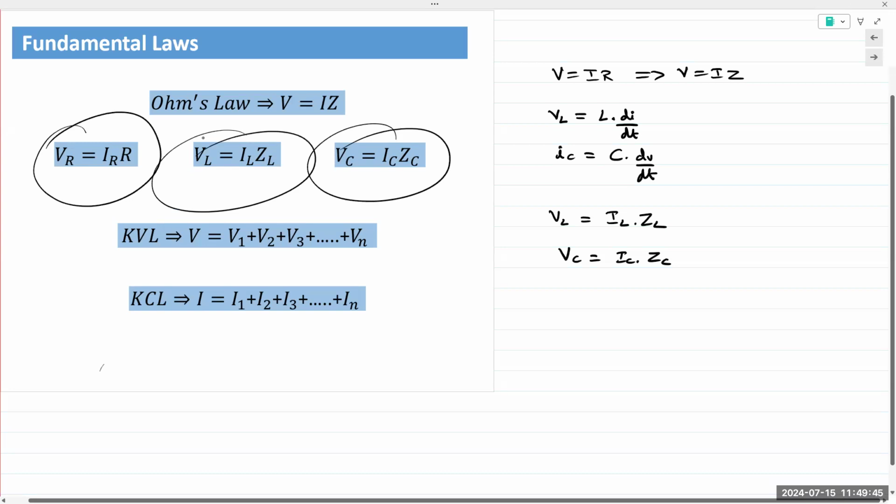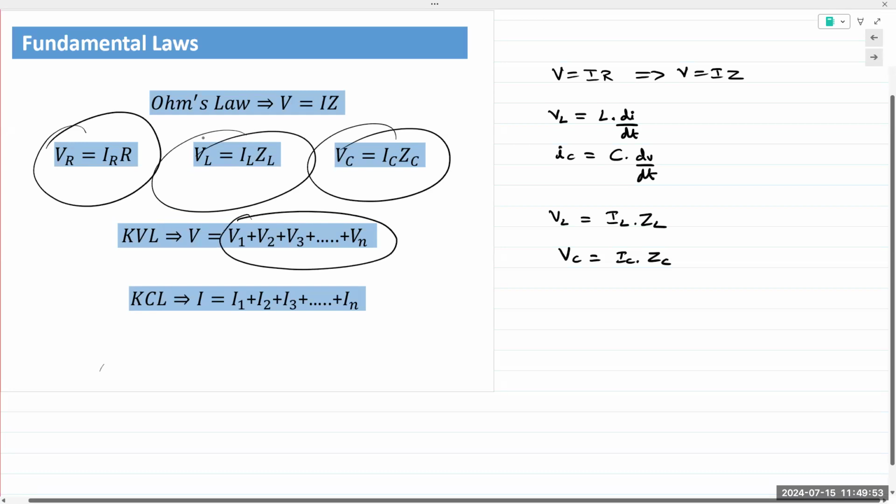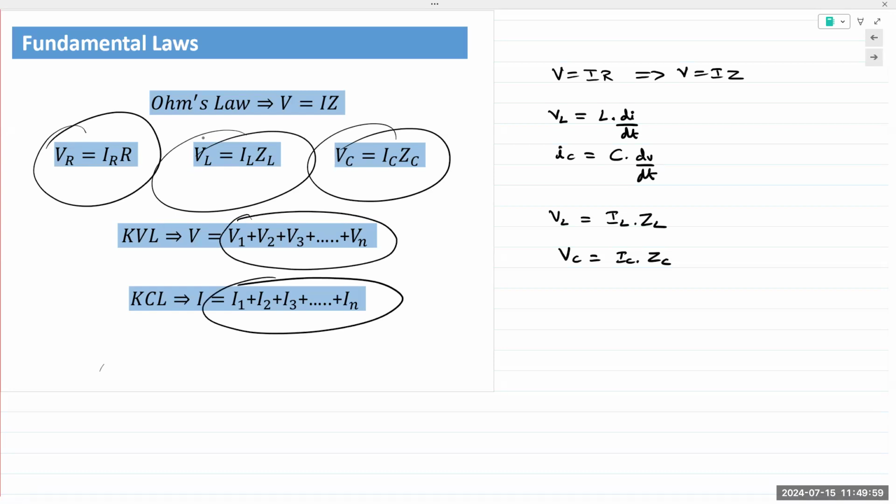KVL, KCL, all our equations work exactly the same as they did for DC, except each one of these quantities is now a vector. Each one of these quantities is now a complex number. It has a magnitude and it has phase. So all the fundamental laws work exactly the same.